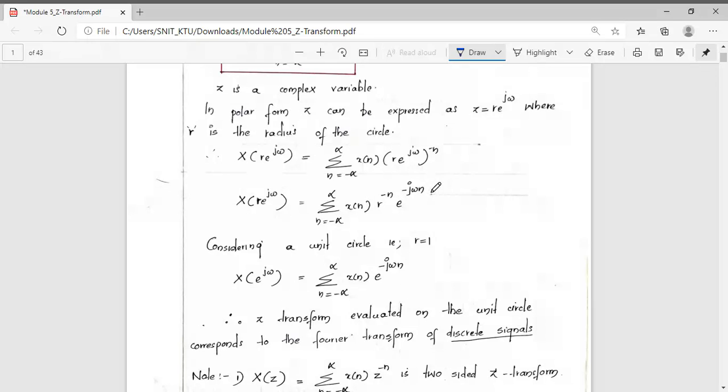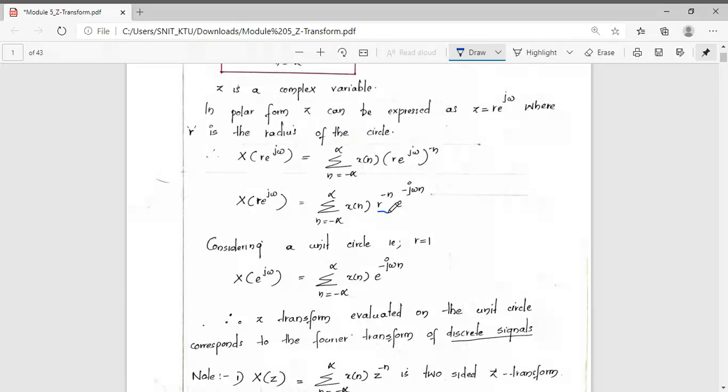So we are considering that we are having a unit circle. We are considering the Z transform in the case of a unit circle, which means its radius is equal to 1. That is r is equal to 1. Then we substitute r equal to 1 in this equation. We will get X of e raised to j omega is equal to summation x of n e raised to minus j omega n. So here the r term becomes 1.